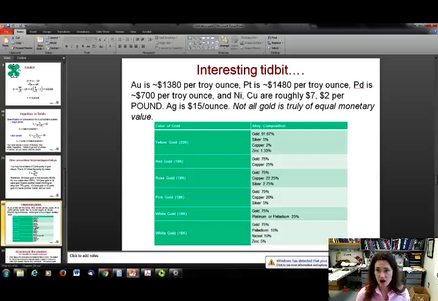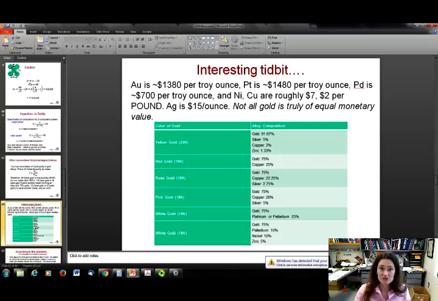But nickel and copper are cheap. So nickel and copper are $7 and $2 per pound, not per ounce, per pound, so it's really cheap. And silver today was $15 an ounce. So understand that all these different metals have their own monetary value. So that would mean that not all gold is truly of equal monetary value, even if it's the same carat weighting, because it depends upon what other metals are in the mix in the alloy. Weirdly enough, though, sometimes they don't price things that way, so that's interesting.